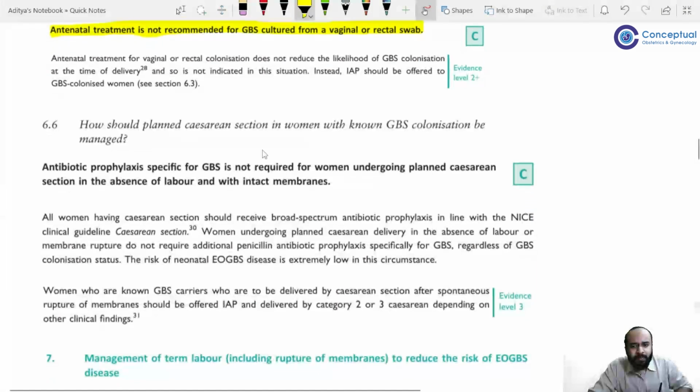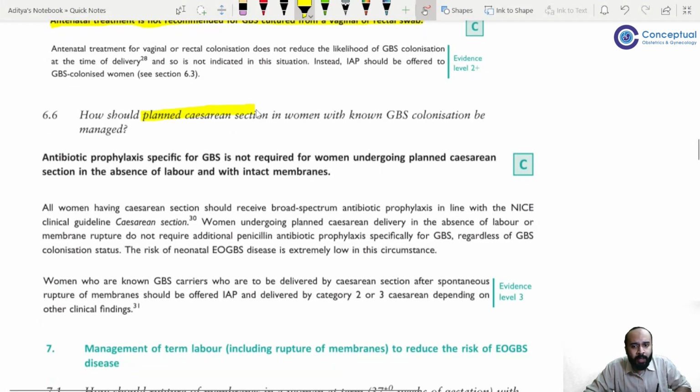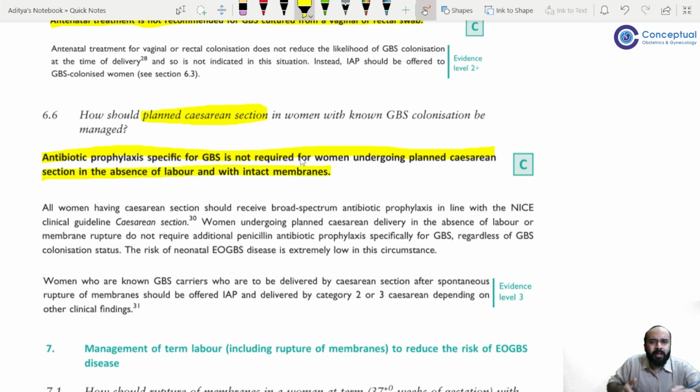Next question is, if I have planned a cesarean section, should I be giving these females IAP? No. Antibiotic prophylaxis for GBS is not required for women undergoing planned cesarean section in the absence of labor with intact membranes. That means the baby is not coming in contact with the lower genital region, the vaginal region, or there is no rupture of membranes. It's an elective cesarean section that I'm probably doing for CPD, or previous cesarean with the patient not willing for trial of labor, or for placenta previa or accreta. These women do not need to be given antibiotics for GBS.